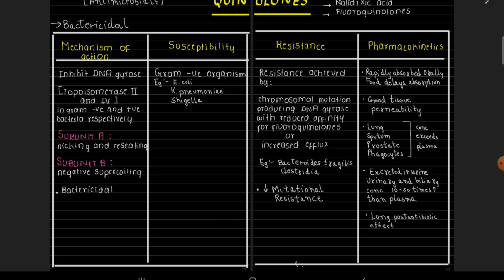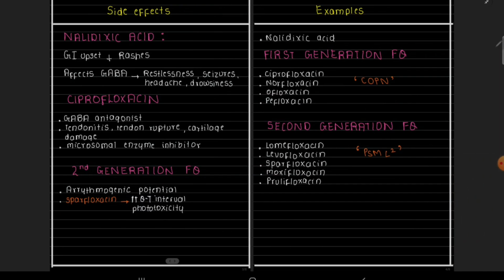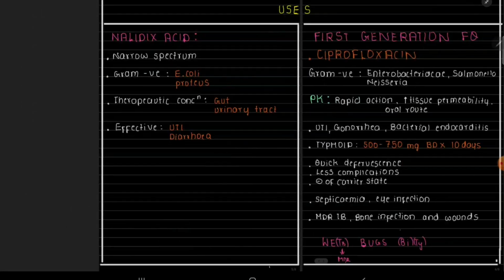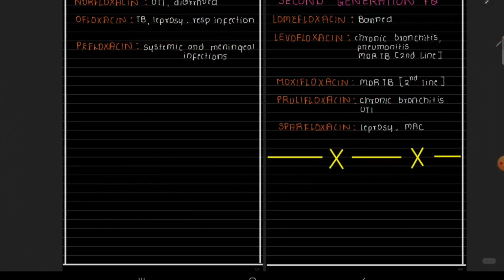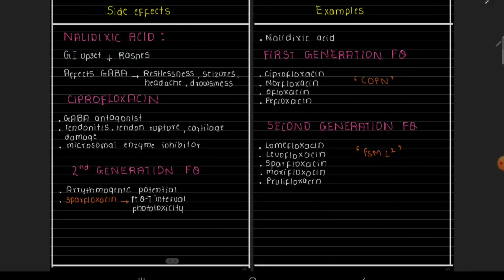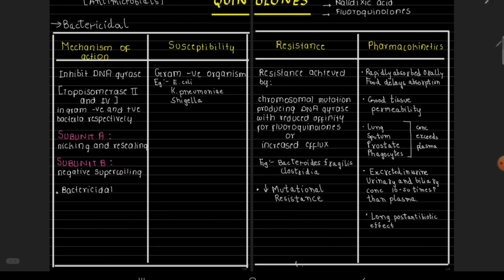Now, under this video series, we are going to divide the drug under at least four categories: mechanism of action, susceptibility or susceptible organisms, resistant organisms or the mechanism by which the organisms acquire resistance, pharmacokinetics of the drug, side effects or adverse effects of the drug, a few examples, and also uses of the drug. Alright, so let us now start with the mechanism of action of quinolones.